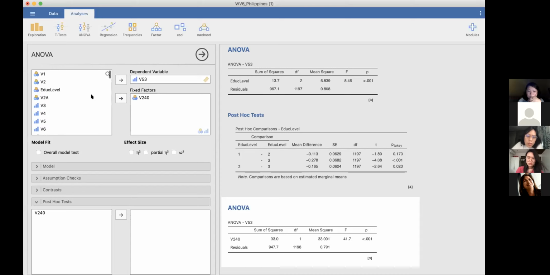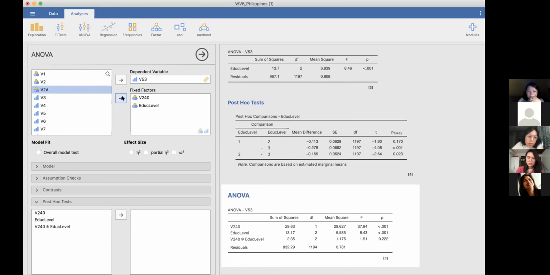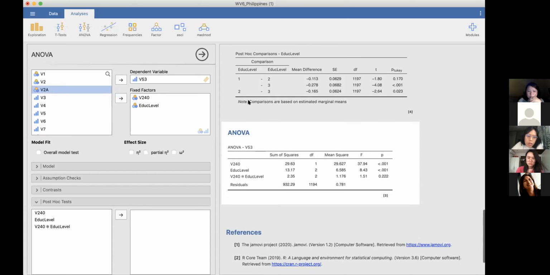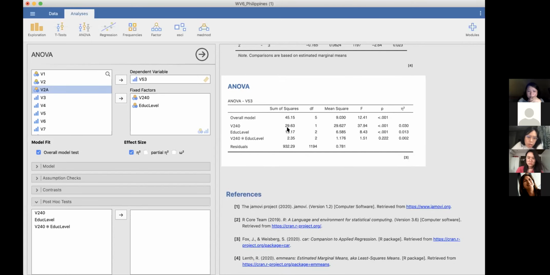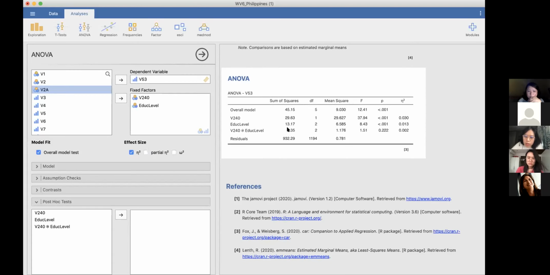Plus, we will also use education level. Okay, now, so what does it tell us? What do you see in the output? Kit, what do you see?